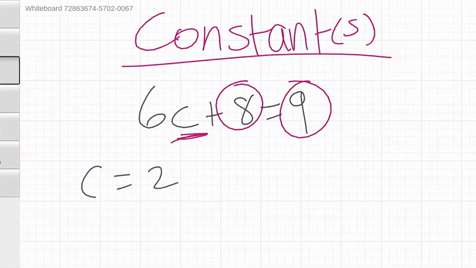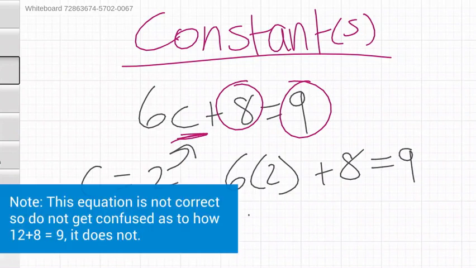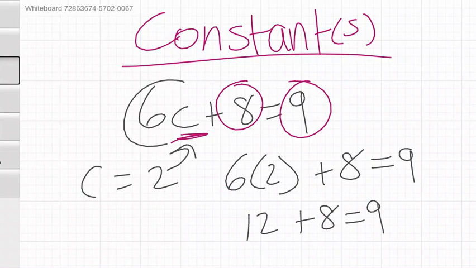But if c turned out to be 2, then we would substitute it in for c in the equation, and that'd be just 6 times 2 plus 8 equals 9. 6 times 2 is 12, so it would be 12 plus 8 equals 9. 6c turned into 12, but 8 and 9 stayed the same, because they are constants. They don't have a variable next to them. Therefore, they do not change in value.